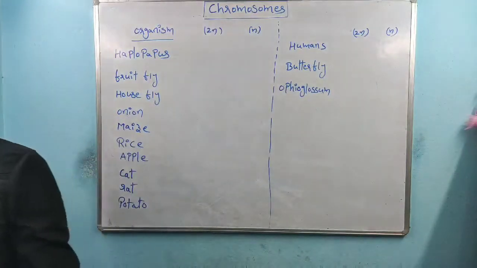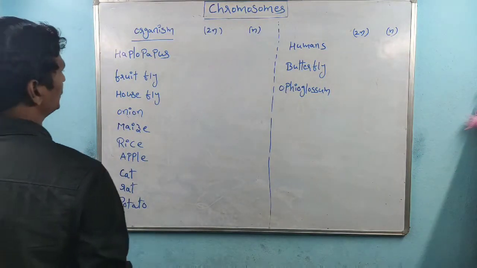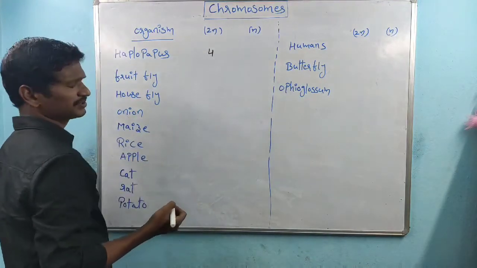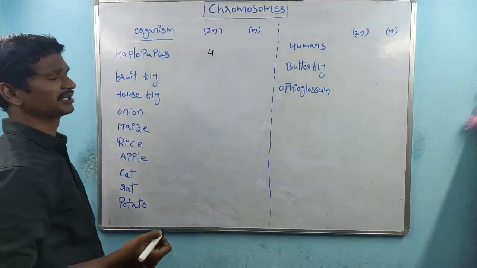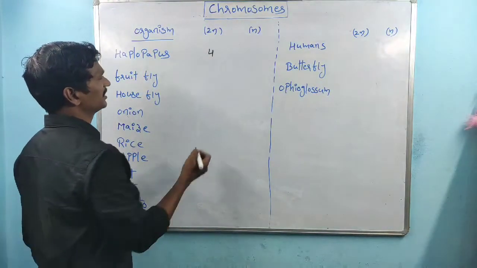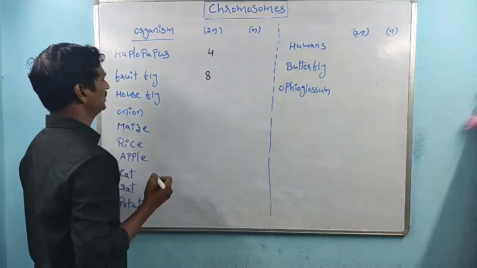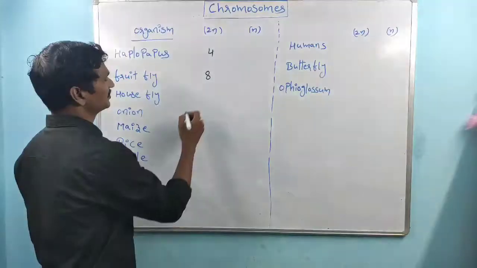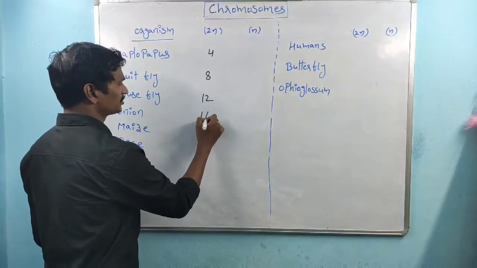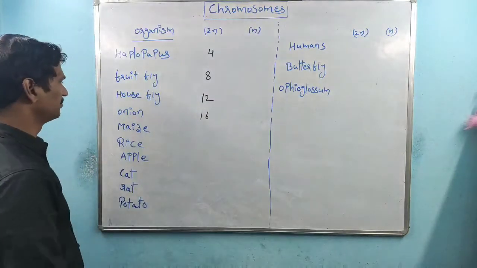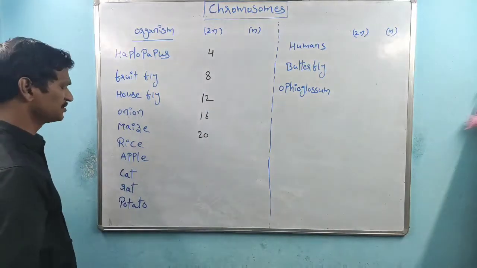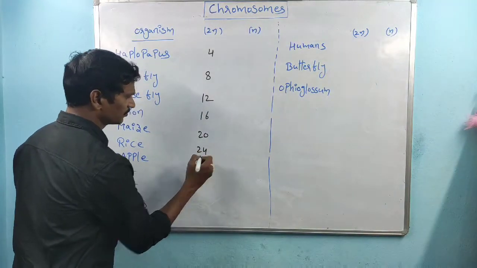See, Haplopappus. This is one of the plants. The plant has a 2n number of chromosomes of 4. Haplopappus, that is one of the plants. It contains 4 chromosomes, right? And the fruit fly has 8 chromosomes. The house fly has 12 chromosomes. And the onion has 16 chromosomes, right? And the maize has 20 chromosomes. Rice has 24 chromosomes.